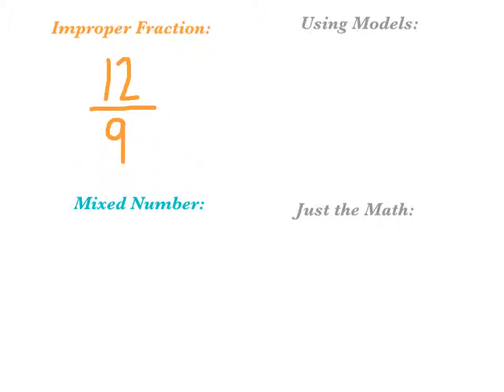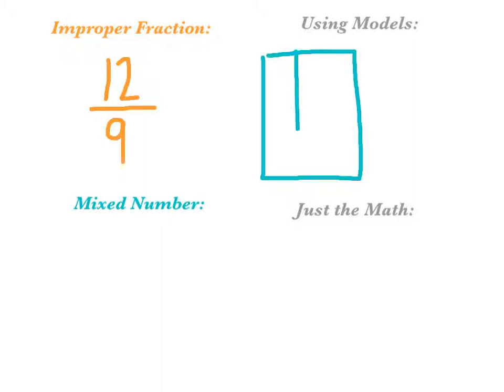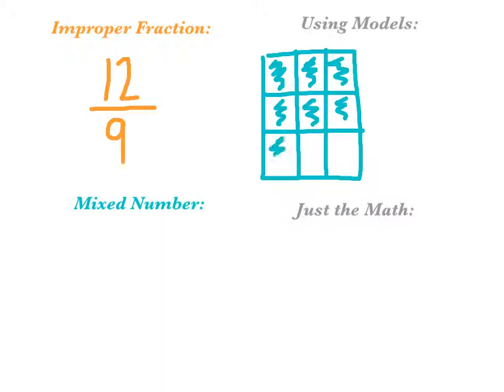Oops. Don't need to move that yet. So let me try. How about a 3 by 3? That would be good. Ta-da! And how many do we need to color in? All of them. 1, 2, 3, 4, 5, 6, 7, 8, 9.